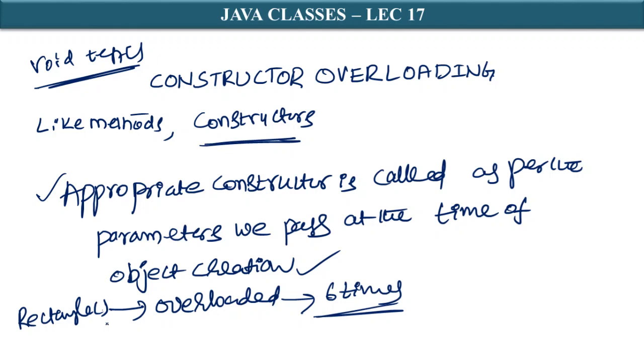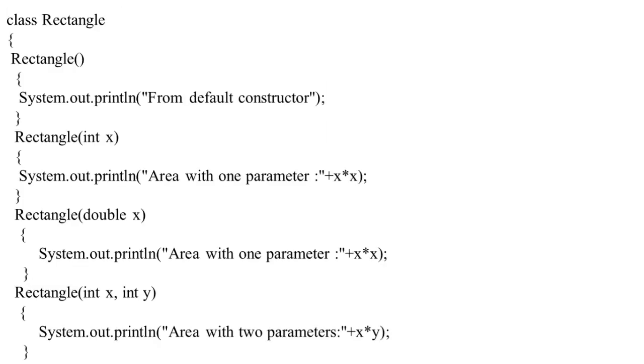Let me repeat: Rectangle, my constructor, is overloaded. The compiler differentiates, and that you must understand. The compiler differentiates which constructor is to be called depending on the number of parameters and the sequence of parameters. How will it be? We will try to understand. It is simple and straightforward. Once you understand method overloading, understanding constructor overloading is very simple and straightforward.